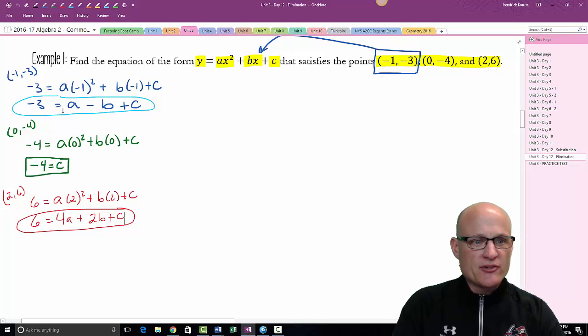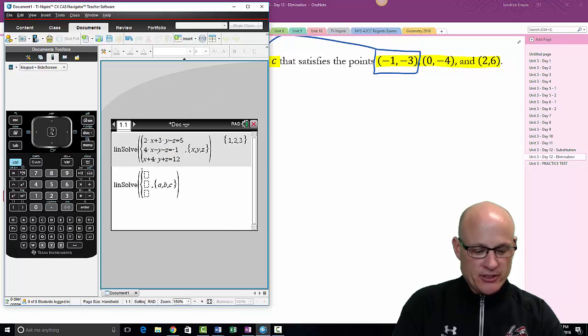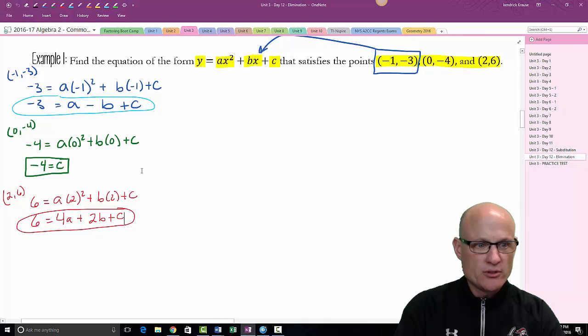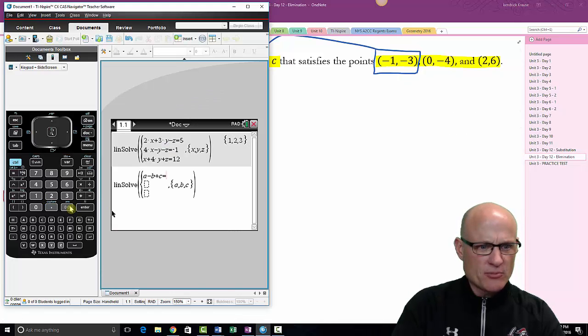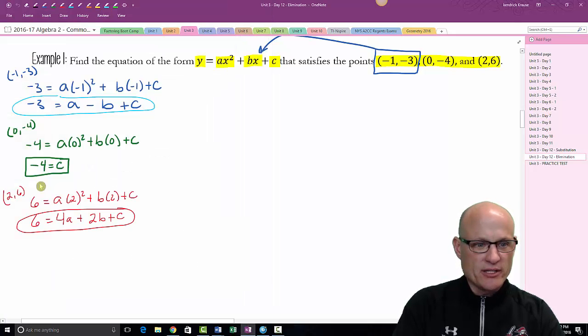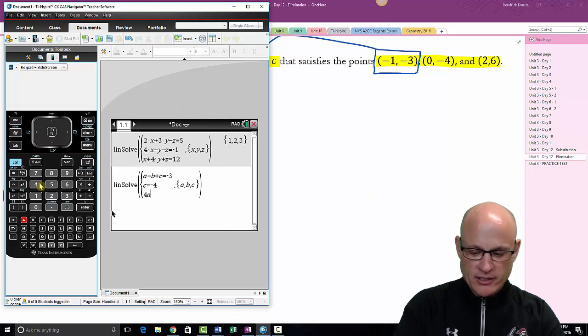So let's see, a minus b plus c equals -3. Negatives are hard to put in. I'm going to put them in this way. This one is c equals -4. That one's kind of boring. And the last one is 4a plus 2b plus c equals 6.